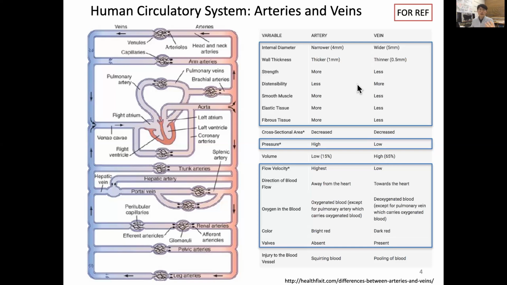Let's look at a little bit of morphological anatomy. The artery's internal diameter is narrower compared to the vein. And one thing is, arteries have to withstand pressure, so they have to endure that pressure. So the wall is thicker, while veins are thinner. And of course, because of that, the thick wall contains lots of muscle, and so it's stronger than the vein. But distensibility, which is how much it expands or swells, is higher in veins. Arteries contain lots of smooth muscle cells, elastic tissue and fibrous tissue compared to veins, because of their role of transmitting high pressure arterial blood throughout the body as a pumping system.